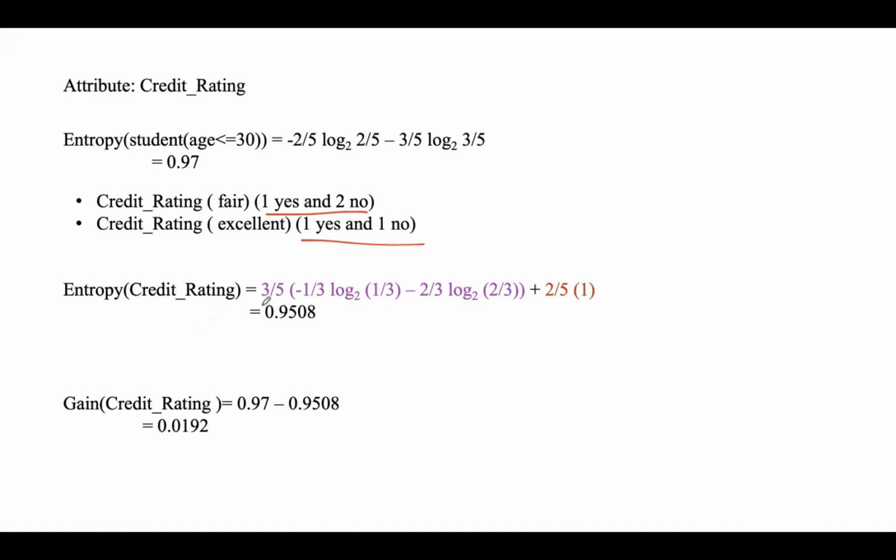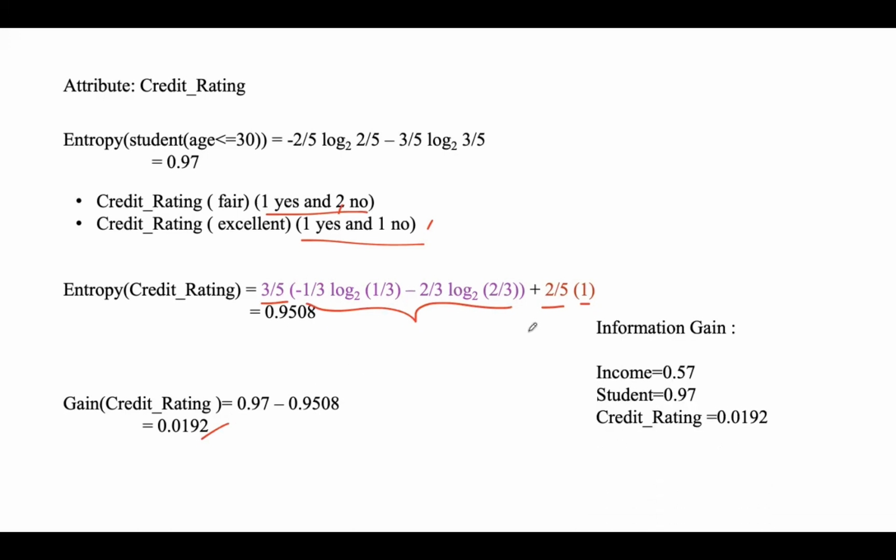So if you take the first one, 1 plus 2, that is 3 by 5. And find out entropy for this first category. 1 positive, so proportion of positive examples is 1 by 3 log 1 by 3 to the base 2. Negative examples are 2, so 2 by 3 log 2 by 3 to the base 2. For the second one, it is 1 plus 1, 2 out of 5 examples in the left part of the tree. And entropy for this will be 1. So gain of credit rating is 0.0192.